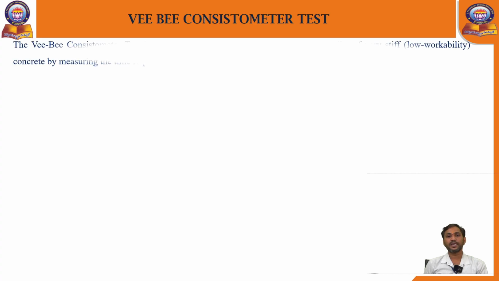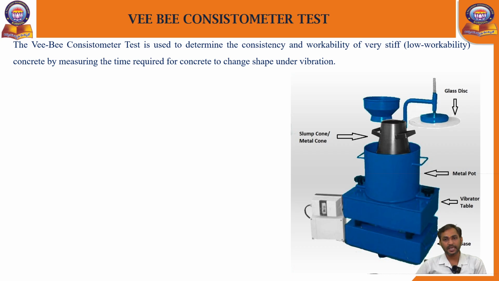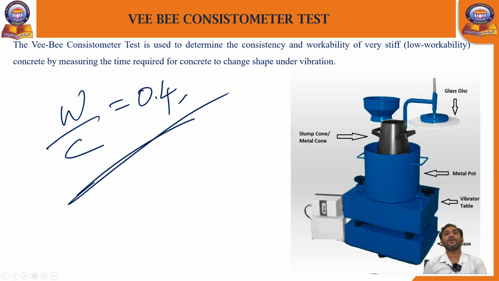Next, the VB consistometer test. This is the VB consistometer apparatus. The VB consistometer test is used to determine the consistency and workability of very stiff concretes. When preparing it, the water cement ratio is 0.4, so the type of workability of the concrete will be very stiff.